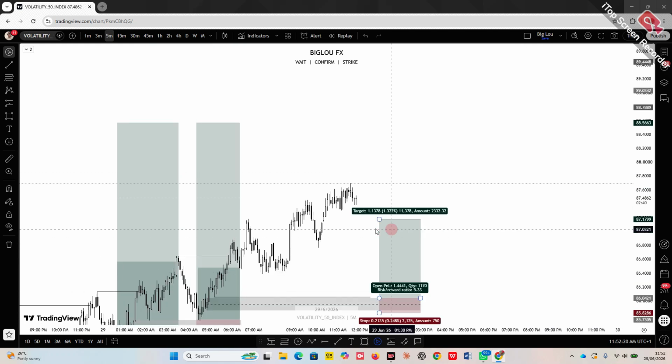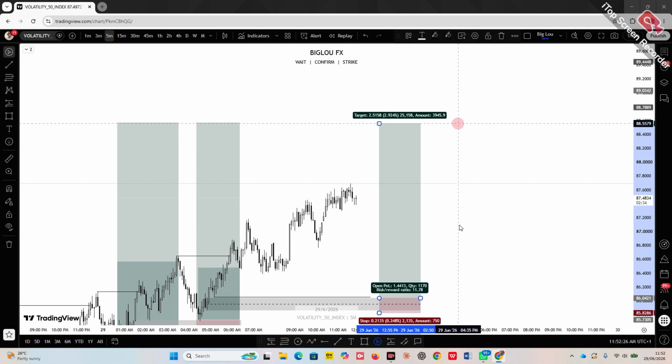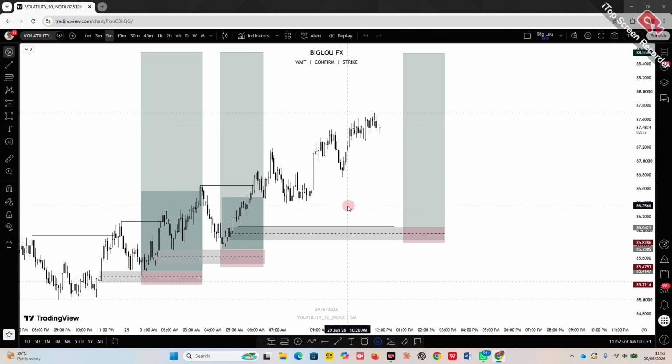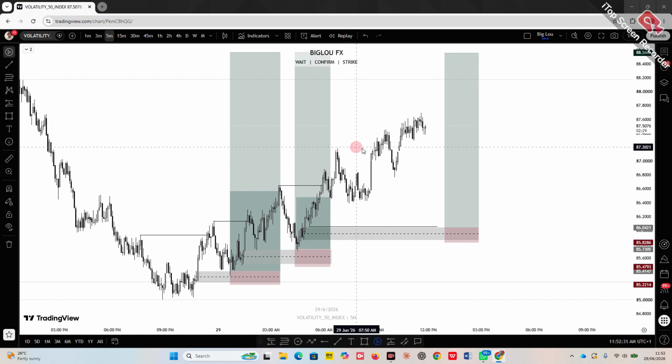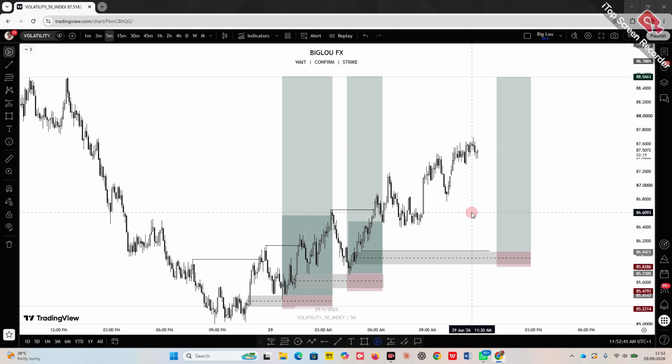And if price comes to that zone, I will just enter. I'm not waiting for confirmation. If it takes me out, so be it. But it's a trade that I will take if it comes to that zone. That is why I have not marked any other break of structure, because price is supposed to respect this first and then move up, which I believe it will do. So this is the setup I have now for volatility 50.